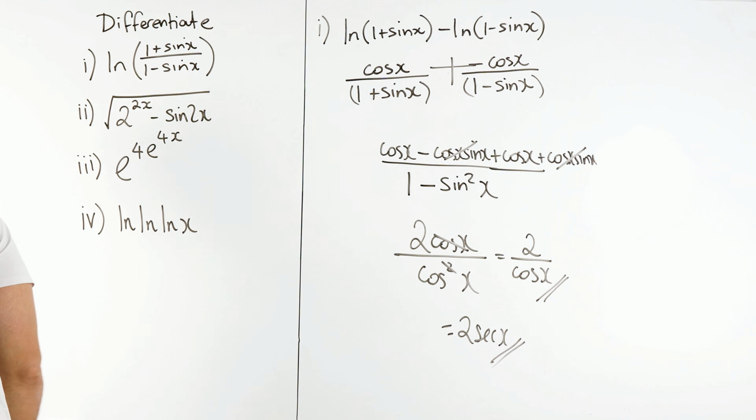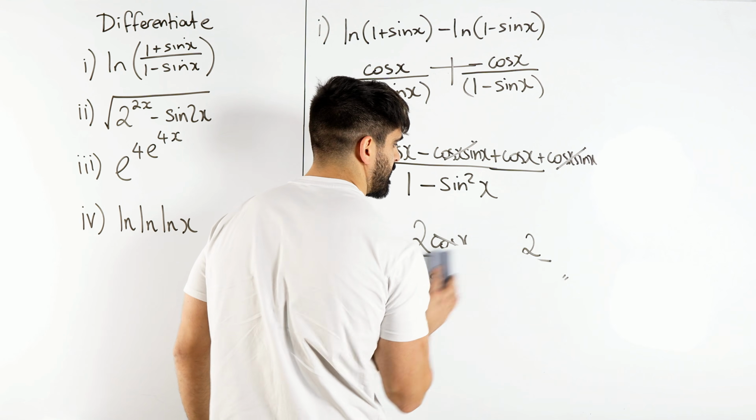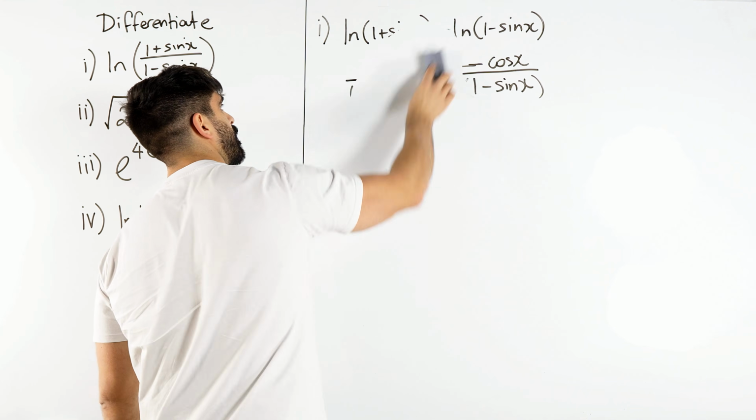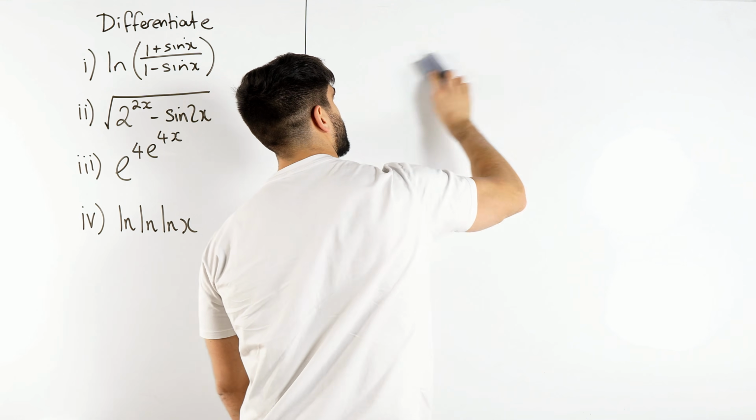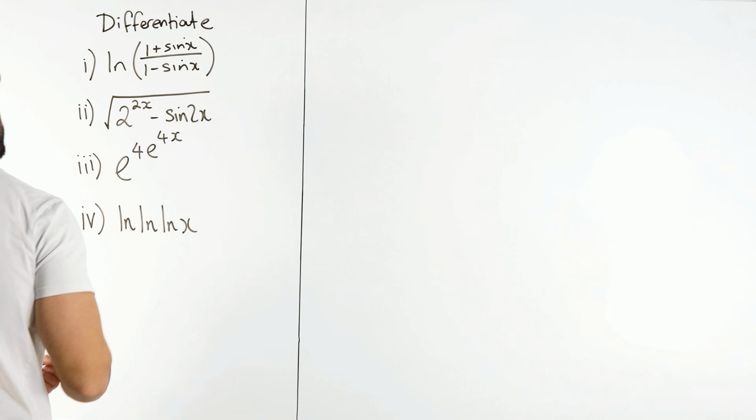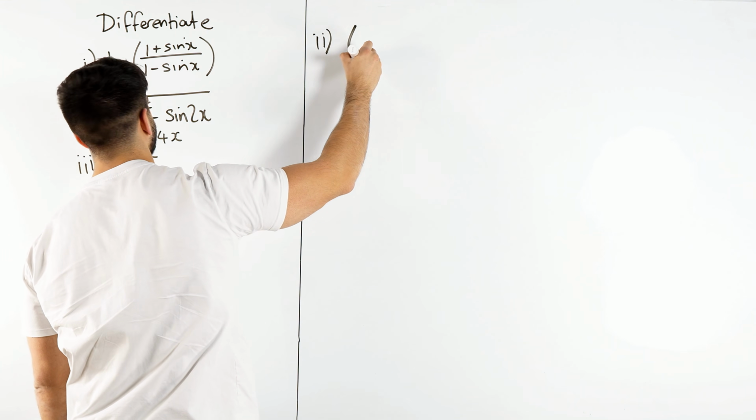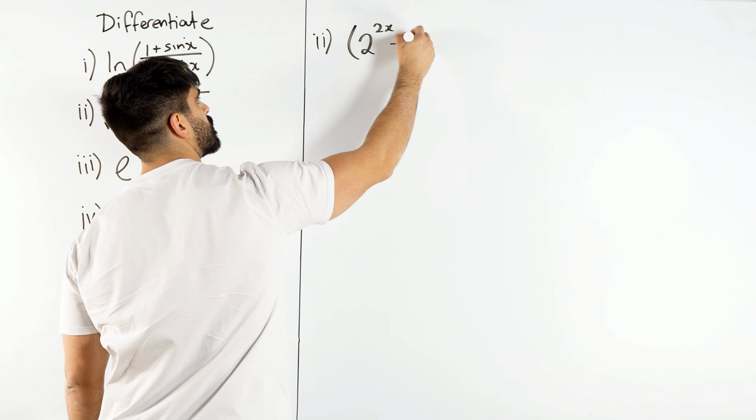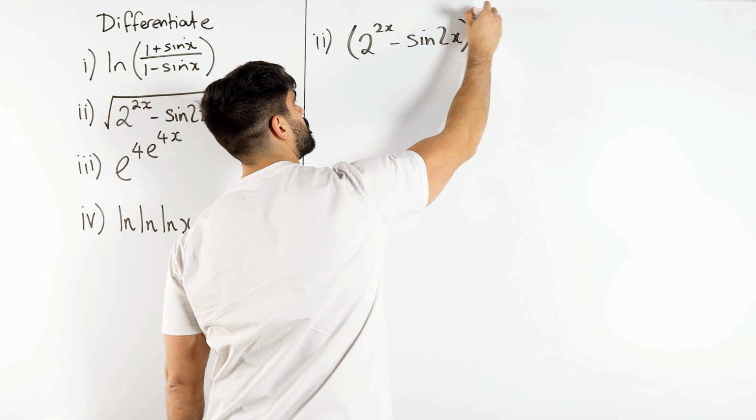Let's take a look at the next one, where it says root of 2 to the power of 2x minus sine 2x. So the first thing we need to do is identify that that is a power function. Yeah, the root takes priority in terms of what type of function we are differentiating. Okay, so we're going to write that as bracket 2 to the power of 2x minus sine 2x to the power of a half.